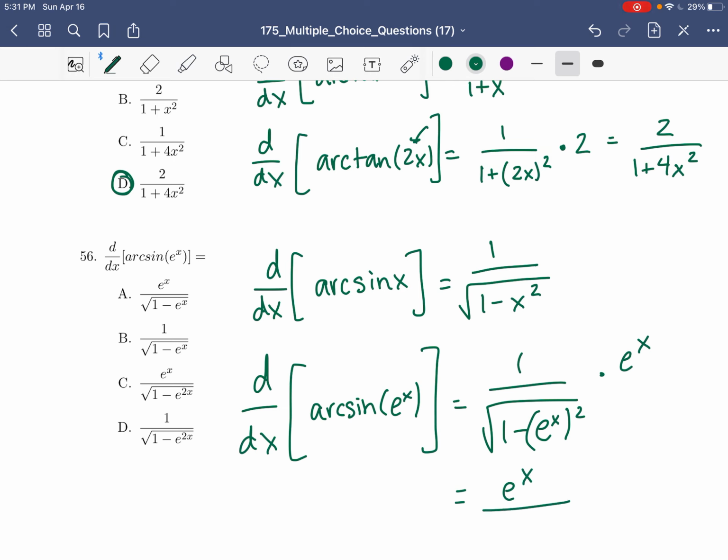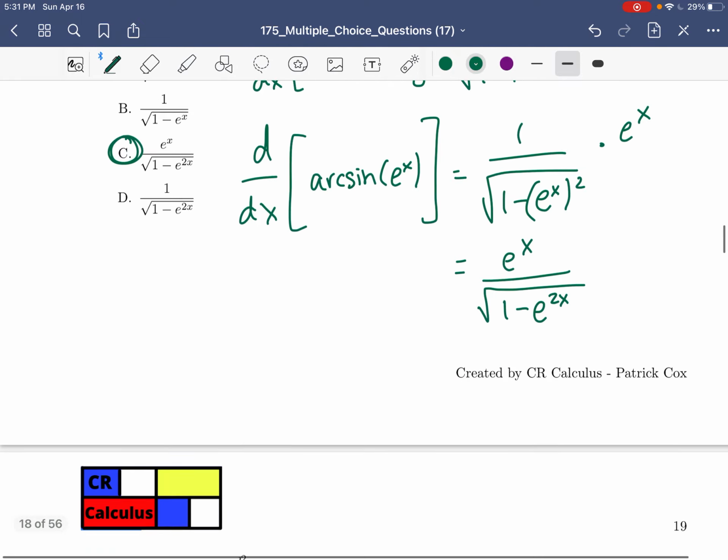So in our case, it's going to be e to the x over square root of 1 minus, and then e to the x squared is just e to the 2x. So our answer here would be C. And I just suggest you memorize those arctan, arcsine, arccos right before the test.